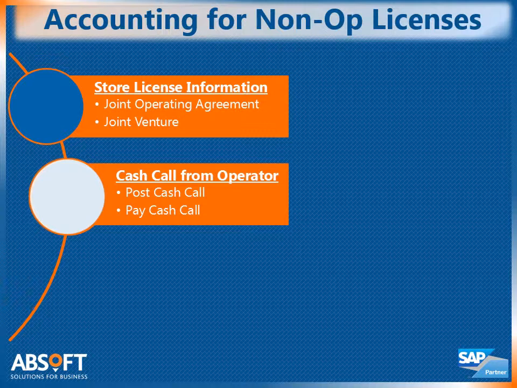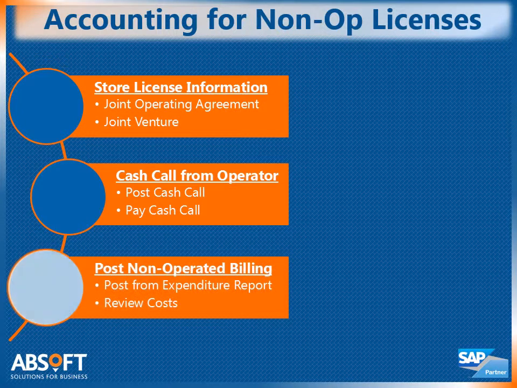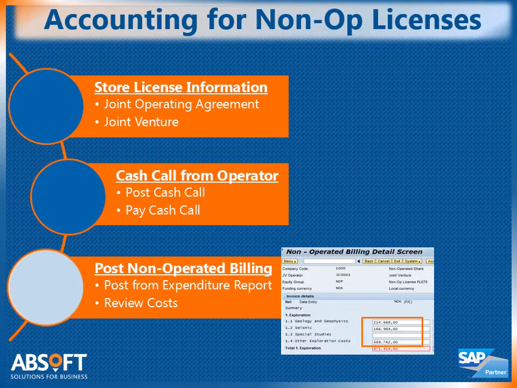For most non-operated licenses, the other most common type of regular postings performed will be to record non-operated billings received from the operator. The Absoft JVB template contains pre-configured billing entry layouts, which reflect the OLF numbering structure which will be shown on the operator's expenditure report. This provides users with an easy method to transcribe figures from the billing onto the corresponding OLF line on screen. Pre-configured mappings exist to ensure that when posted, the OLF lines are stored against the correct general ledger account and cost codes for the license.